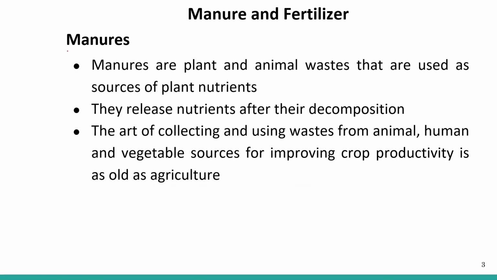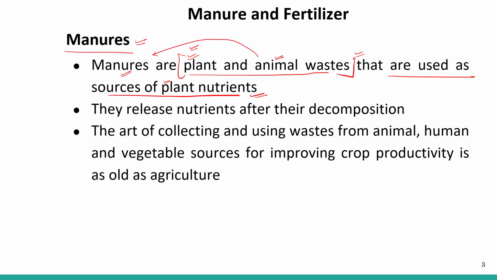The first one is manure. So let us discuss what is manure. Manures are plant and animal waste that are used as a source of plant nutrients. So the waste of plants and the waste of animals are actually very useful for the plants. When they get decomposed, they change to manure and they are the source of plant nutrients. So manures are made by decomposition of plant and animal waste.